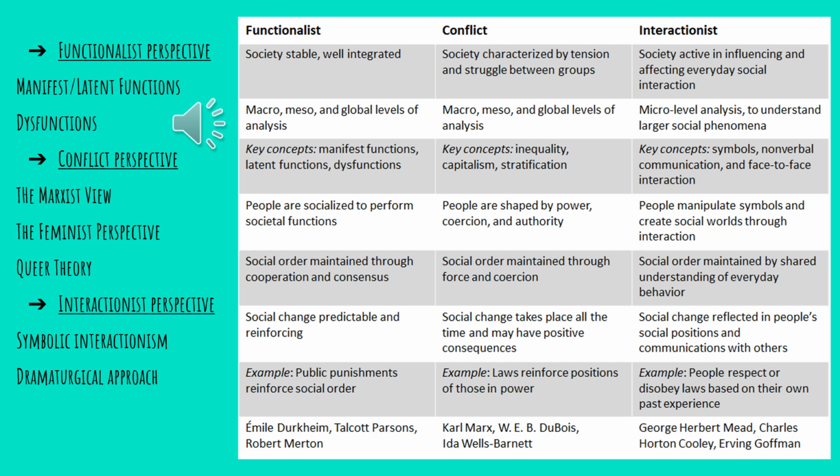Okay, here we go. Three major theoretical perspectives of sociology. The first one is the functionalist perspective. It emphasizes the way parts of a society are structured to maintain its stability. So, functionalist perspective: society organized to maintain its stability. Now, within the functionalist perspective, there are the ideas of a manifest function and a latent function.